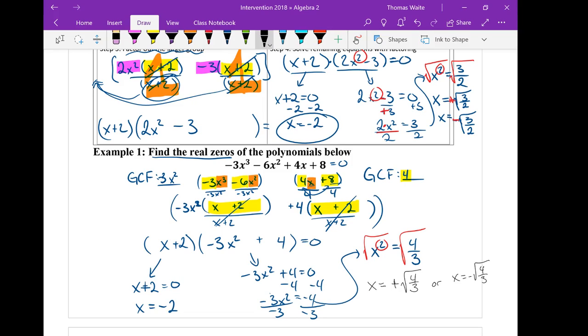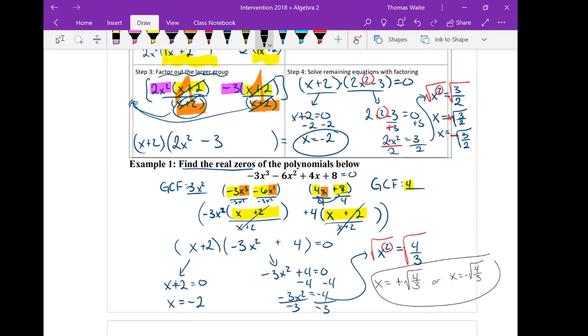Okay. And again, you could put these in a calculator if you wanted. Square root of 4 over 3 would be some decimal. So you could write it as a decimal if you wanted. Otherwise, you can just leave it like this, but just know that you could do it both ways. So that's kind of an overview of how we can use this grouping method.